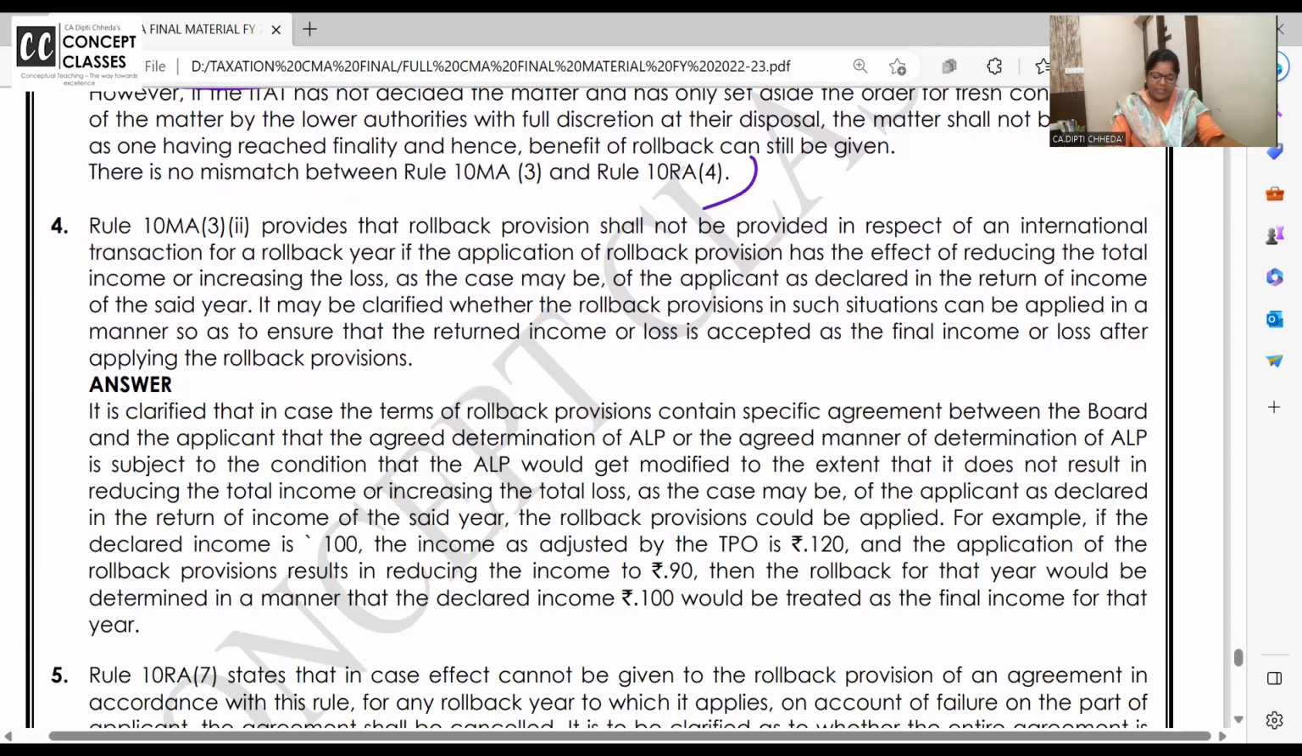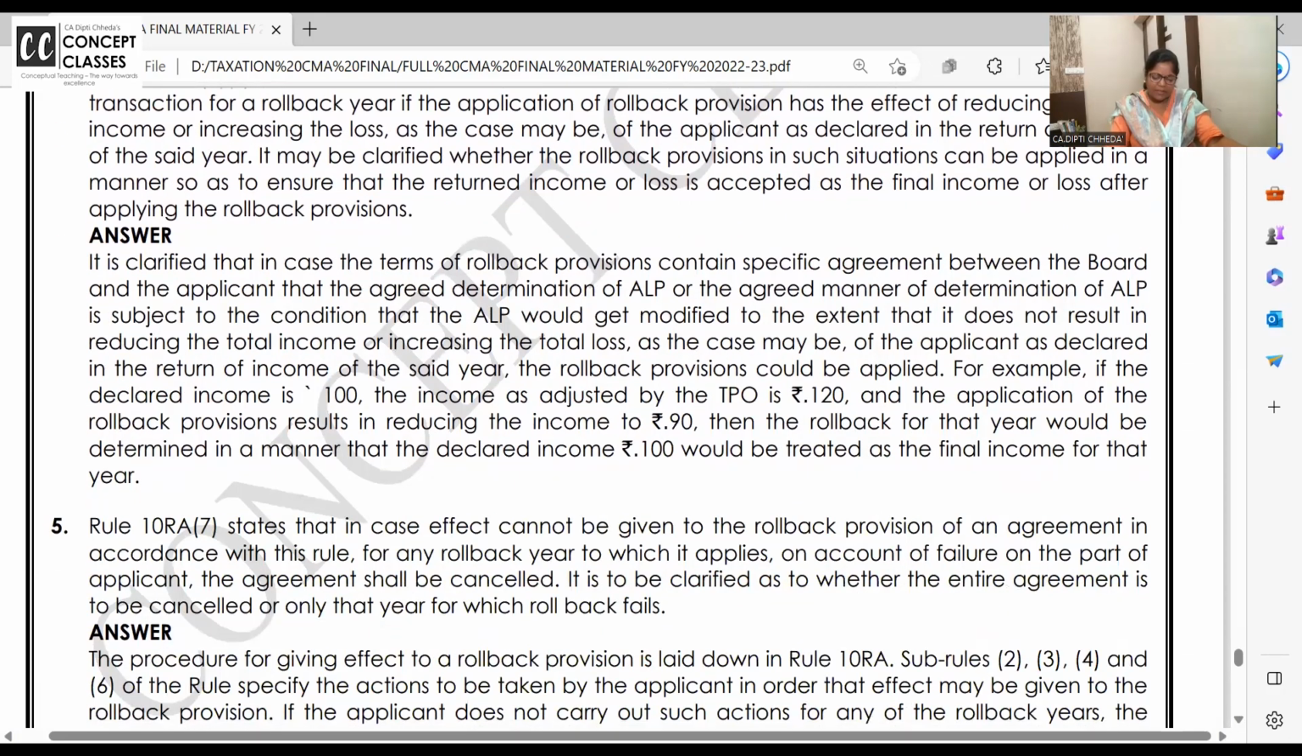Rollback shall not be provided for a transaction if the application of rollback has the effect of reducing the total income or increasing the loss. Yes, it's right. Rollback provisions contain an agreement between the board and the applicant that whatever is subject to arm's length price would get modified, but does not result in reducing total income or increasing the loss. For example, if declared income is 100 lakhs, income adjusted by TPO is 120, and an application for rollback is reducing it to 90, rollback for that year would be maintained at 100. Is it understood? In rollback, you cannot go below the declared income, meaning the income you declared in your return.